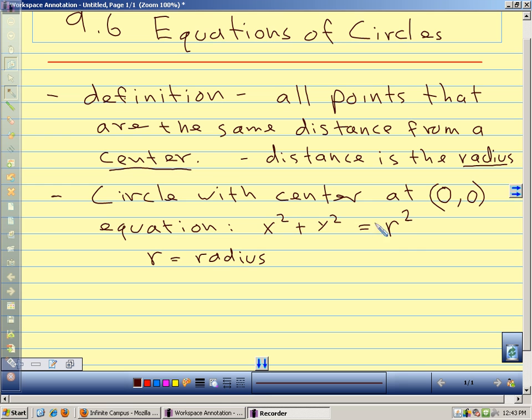And this comes from the distance formula. If we solve this equation for r, to get rid of this square, we could write that r equals the square root of x squared plus y squared. And this square root of x squared plus y squared looks just like our distance formula. This is the distance of our point from 0, 0. We just square both sides to get the equation of a circle. So the equation of a circle comes from the distance formula.